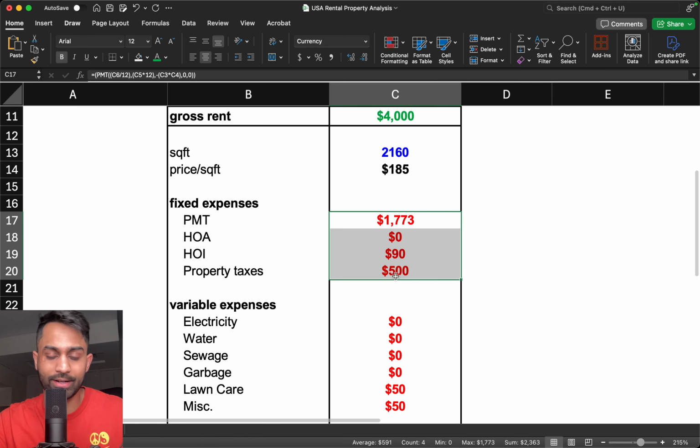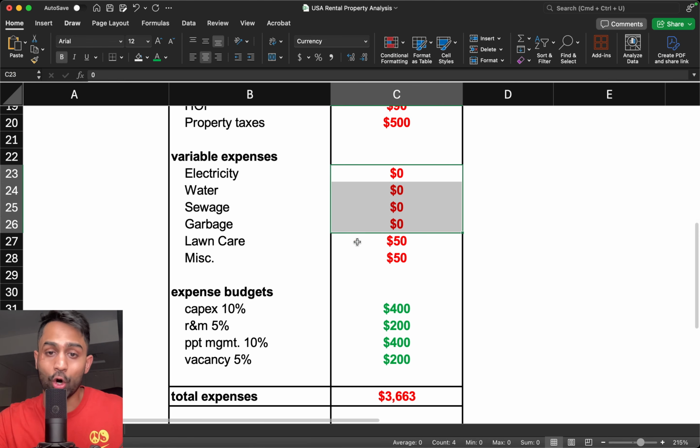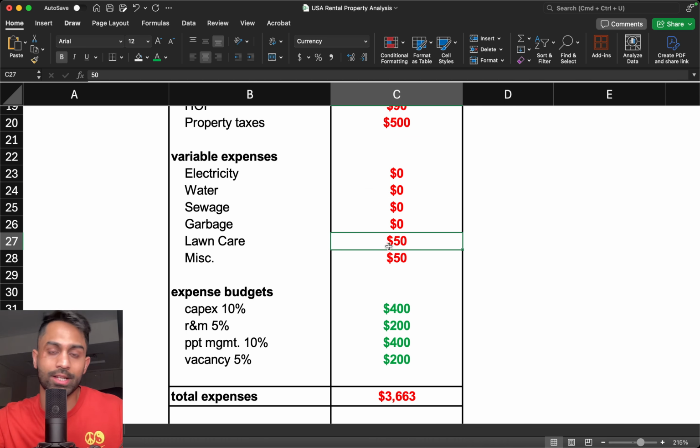We've already plugged in the fixed expenses. There's not going to be any utilities. The tenant pays for utilities, electricity, water, sewage, garbage, lawn care. There's going to be some monthly maintenance for the lawn. Again, New England, it snows pretty crazy. So you're going to have somebody come in and remove the snow, or in the summertime, have someone to mow the lawn. So we got $50 per month for that, some miscellaneous expenses.